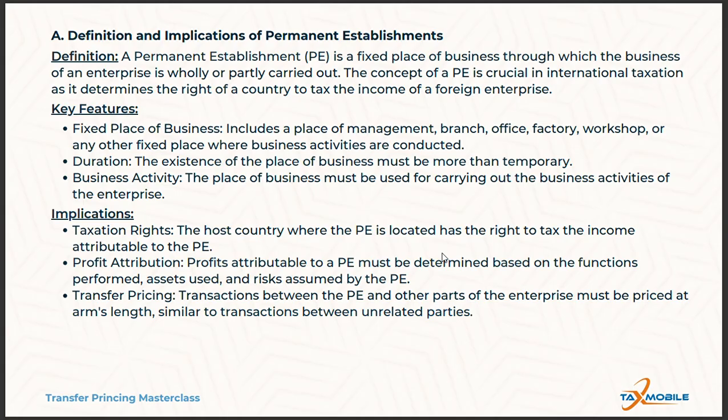Now, another implication to look at is transfer pricing. Just like in related party transactions, the pricing of transactions between the permanent establishment and the rest of the enterprise must comply with the arm's length principle. This means that any transaction between the permanent establishment and its parent company or other related entities must be priced as if it were between independent parties.